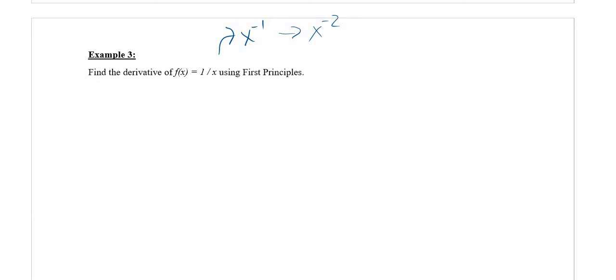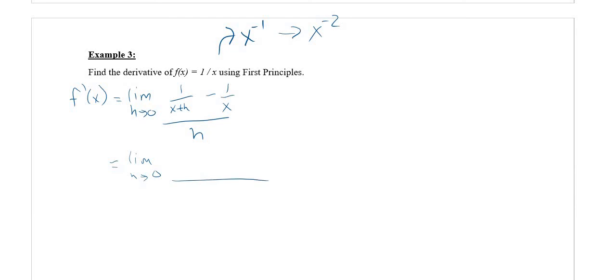So for this one, we're going to get f prime of x equal to the limit as h approaches 0 of 1 over x plus h minus 1 over x, all over h. So this one is a little bit trickier to simplify. Let's take a look at the top. It probably would help if we can make this into one big fraction in the numerator.